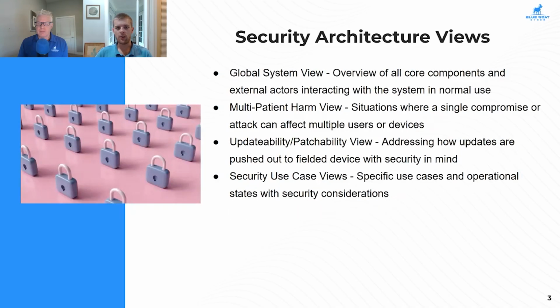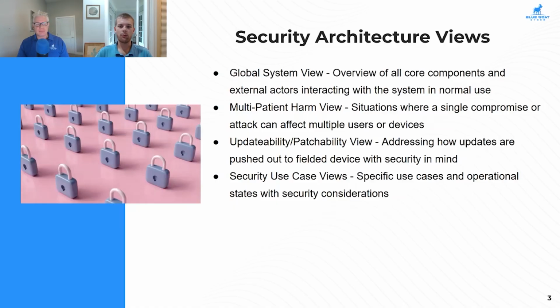So the global system view is an overview of all the core components and, importantly, external actors interacting with the system. External actors can mean a few different things. This could be a user, this could be a third-party integration. Let's say you're hooking into some service for capturing runtime logs in the device. That would be considered an external actor. It's any system, any component, or any user that operates with the device outside of the device itself.